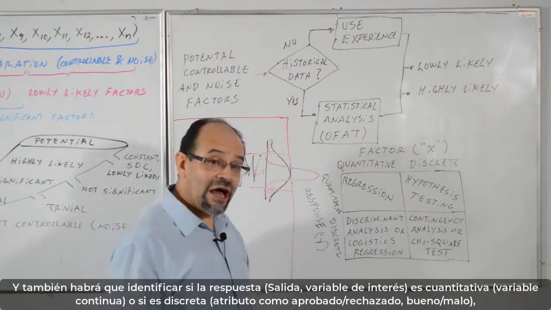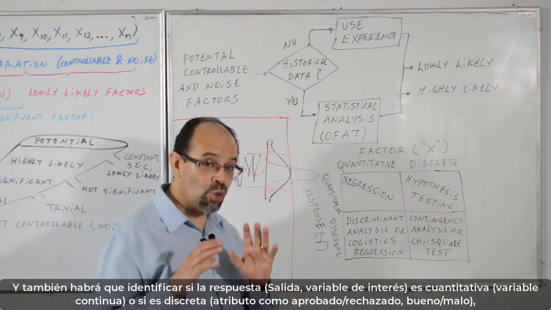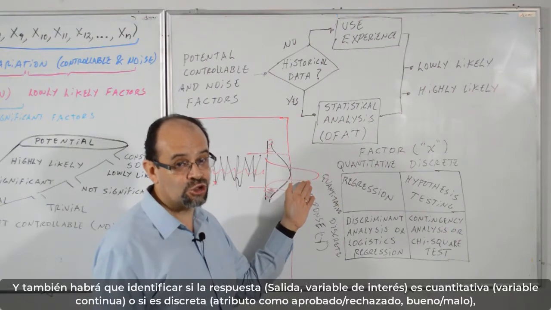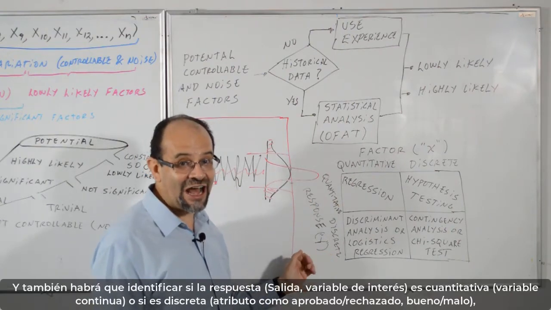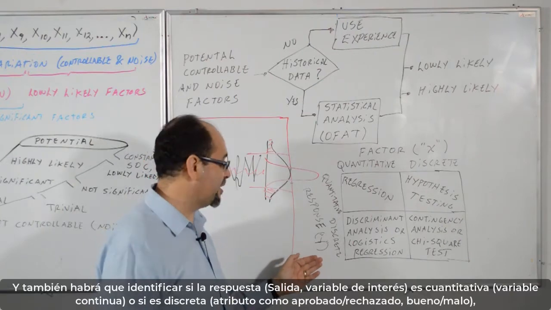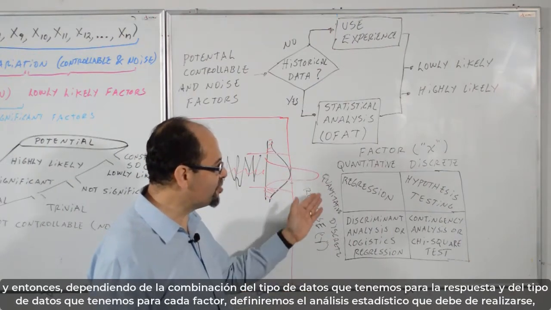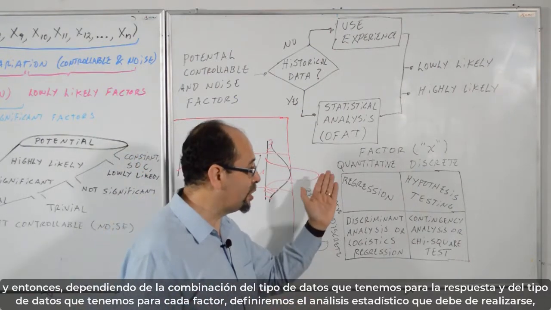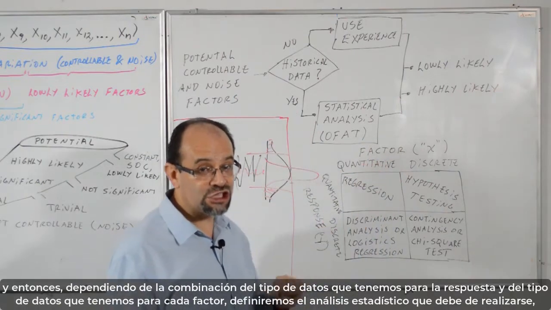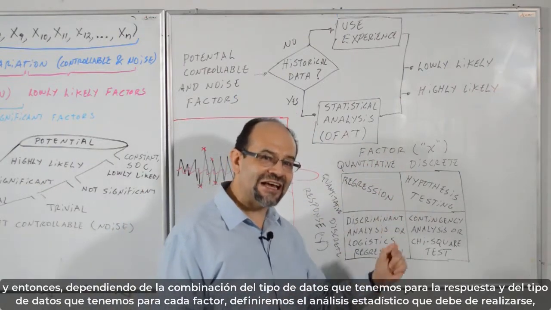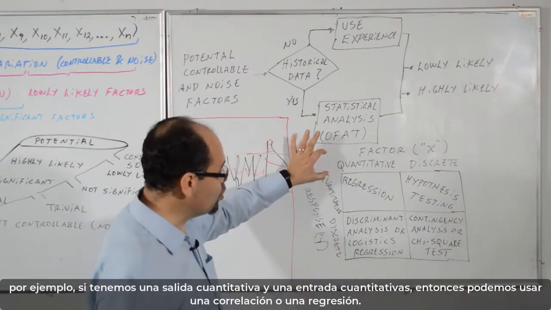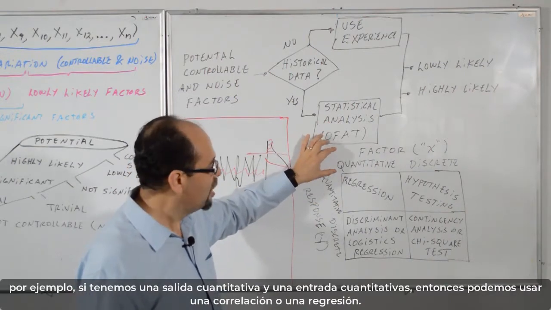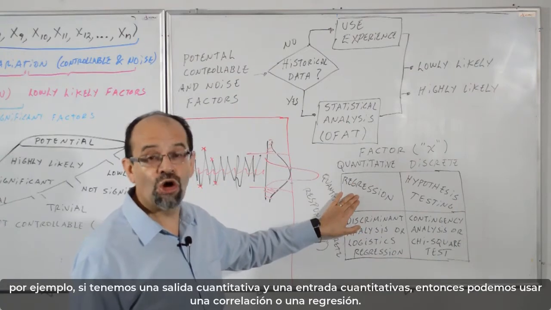So that is discrete. And also your response, your output, your Y, you have to identify if that is a quantitative, continuous variable, or if that is discrete, attribute, pass or fail, good or bad. And then, depending on that combination of what type of data you have for your response and what type of data you have for each factor, you will decide what the statistical analysis should be done. For instance, if you have a quantitative output and a quantitative input, then you can use a correlation or a regression.